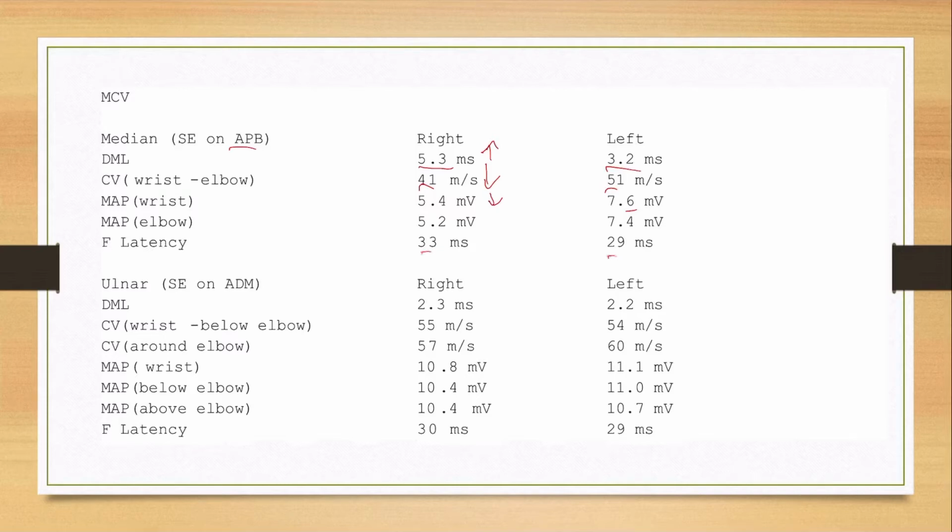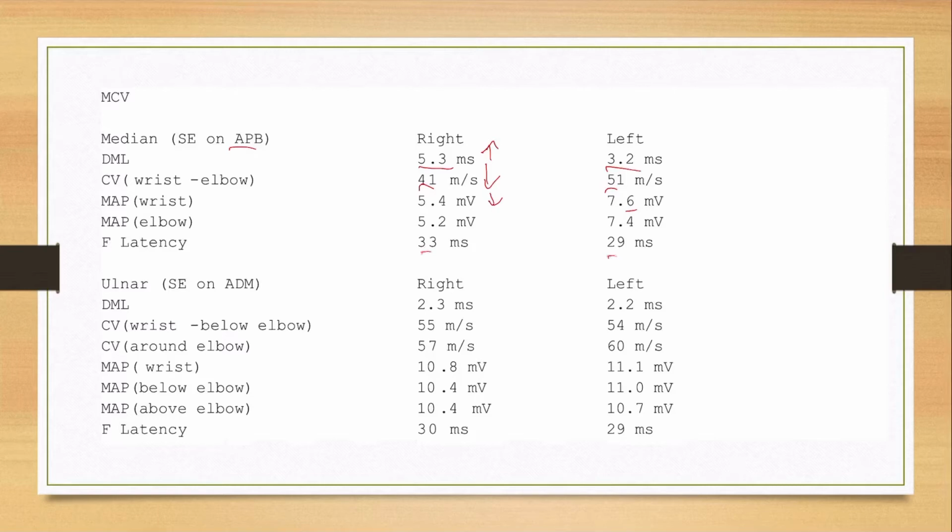Obviously it's not dramatically increased, but it's a little bit prolonged over there too. The ulnar data, so we're going to look through this line by line as well. So 2.3 milliseconds versus 2.2, that's fine. Conduction velocities in the forearm over here, 55 meters per second, that's absolutely normal. And as we go to the conduction velocity around the elbow, that's increased in its conduction velocity, so that's appropriate too, so that's great. Those are normal. We can double check that with the left side, and very symmetrical.